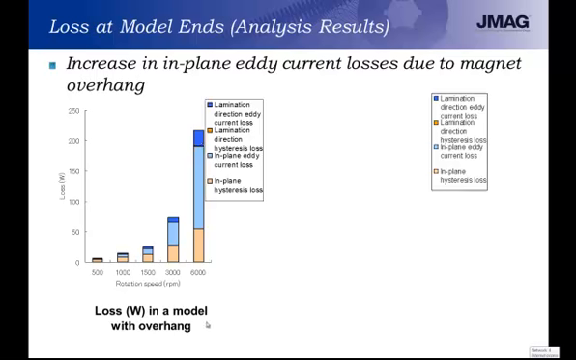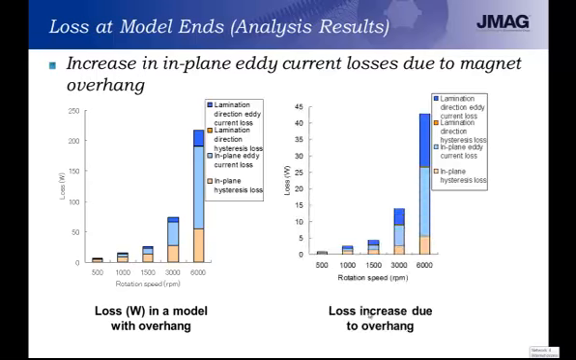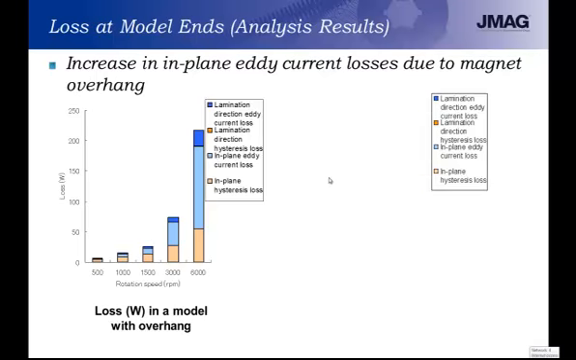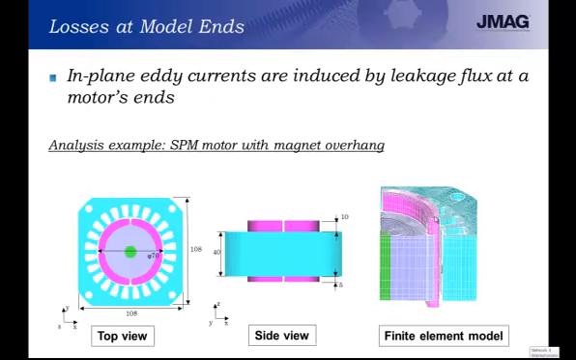If we look at the loss distribution of the model with overhang, we can see that the losses are fairly low but increase exponentially with rotor speed. We see that if we include the effects of overhang, the losses due to that overhanging magnet contribute a significant portion of the total losses in the machine. If we are going to accurately capture the losses, we need a 3D model to capture the effects of that overhanging magnet.